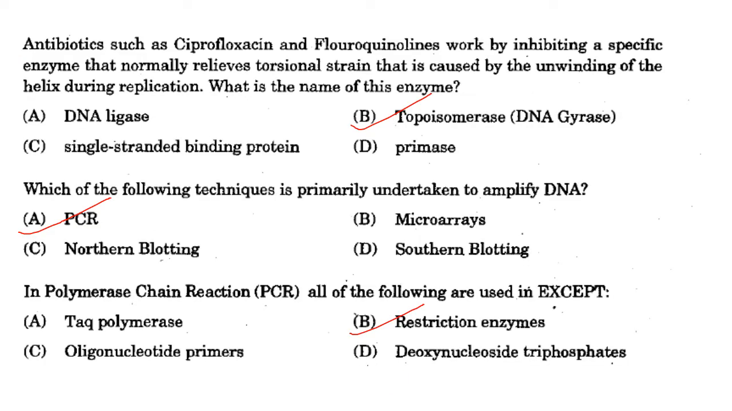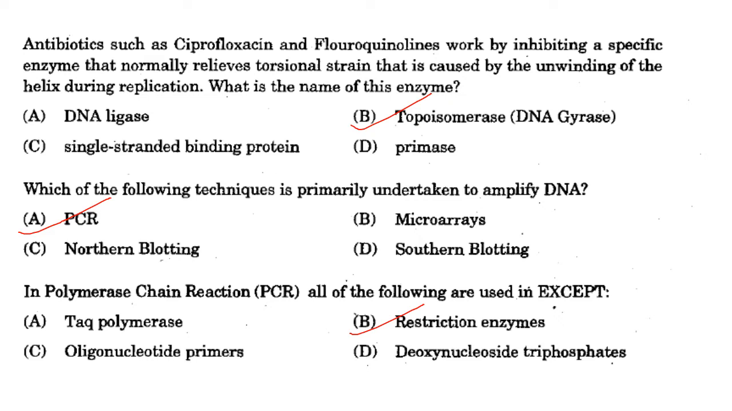Now next one. Antibiotics such as ciprofloxacin, fluoroquinolones work by inhibiting a specific enzyme that normally relieves torsional strain that is caused by unwinding of the helix during replication. What is the name of this enzyme? The enzyme is topoisomerase or DNA gyrase. Answer is option B. There is one question on topoisomerase. It's been asked for the past 2 or 3 years. So be thorough with topoisomerase.